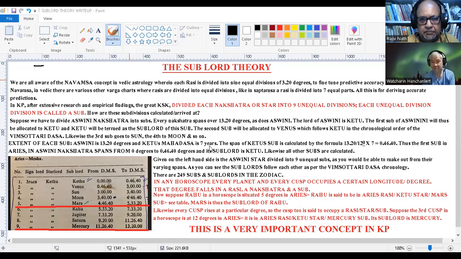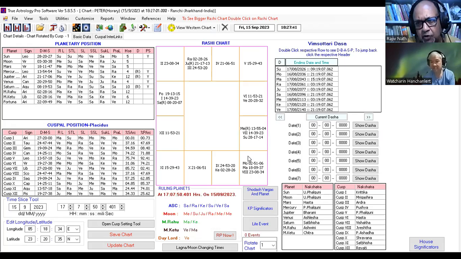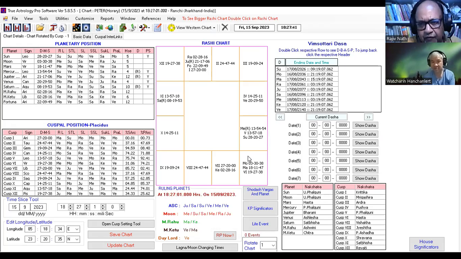Okay, so now just notice. For number 20, the ascendant is Aries. The Rashi Lord is Aries. The Star Lord is Sun, and the sub lord is Moon. Now notice the positions of the planets.